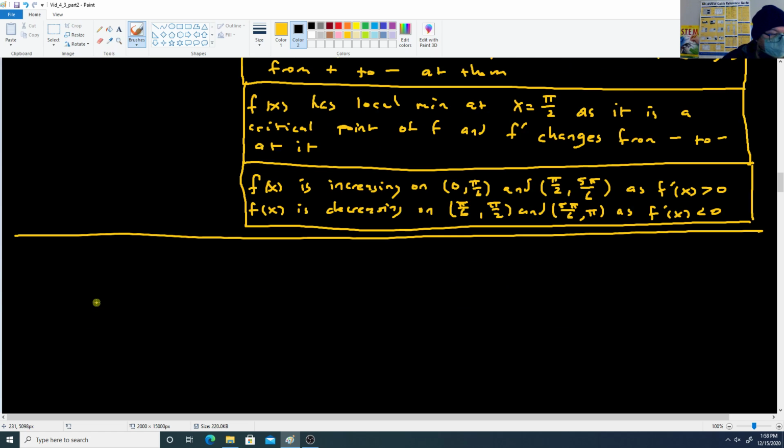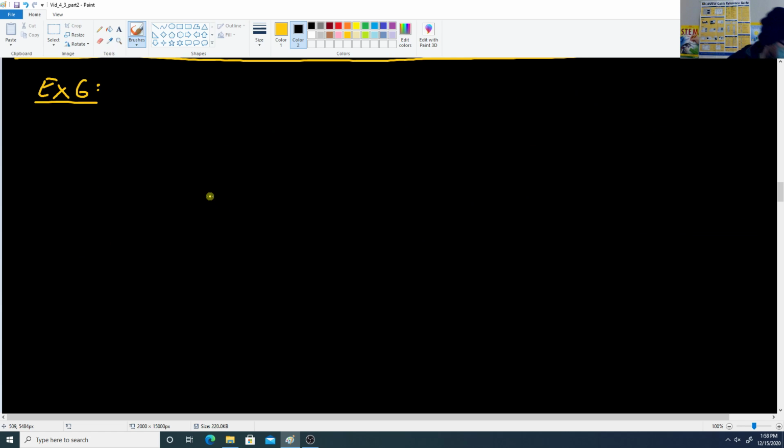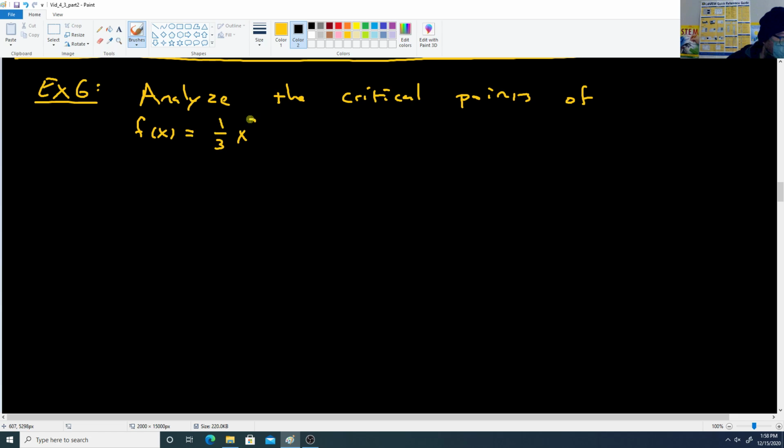Okay, final one here from the section. This will wrap up 4.3. We want to analyze the critical points of a function f of x equals 1/3 x cubed minus x squared plus x.